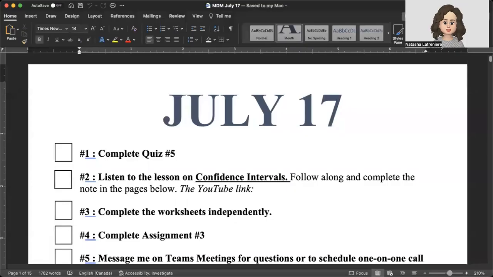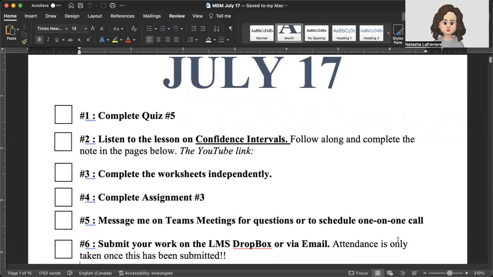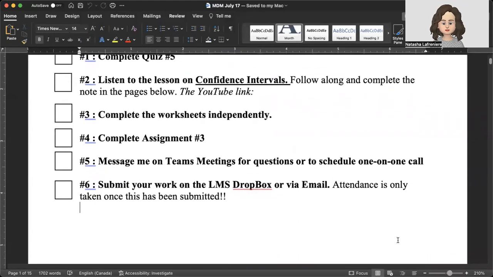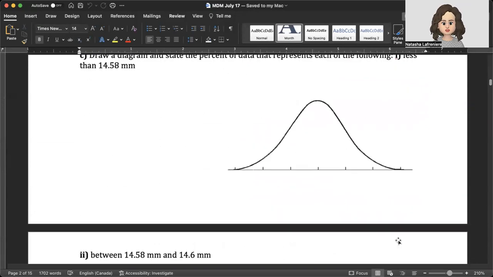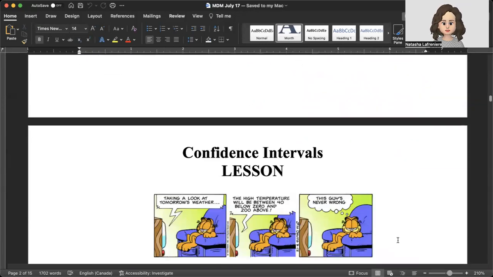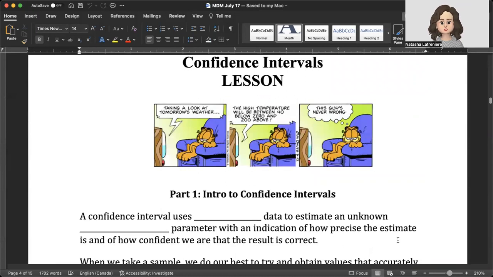So we've got quiz number 5 that's due today, as well as assignment 3, so we could finish up unit 3. And so this is the quiz real quick. So we're looking at confidence intervals.